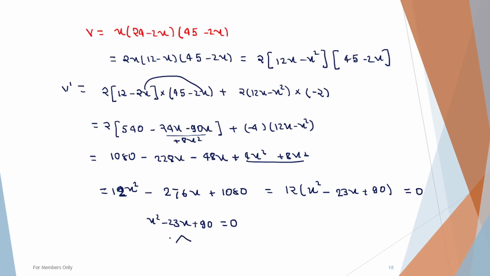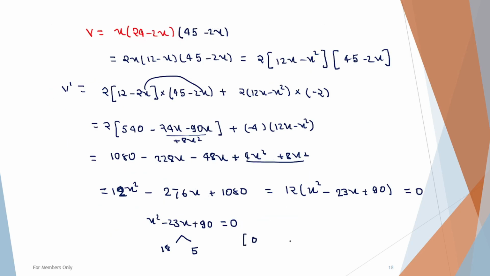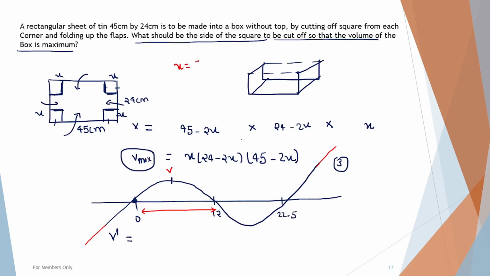Its roots will be 18 and 5. But earlier we found that the maximum value will lie between 0 to 12. Only 5 lies between 0 to 12. So the length of the side of the square is equal to 5. When we cut the square of side 5, the volume of the remaining sheet folded into a box will be maximum.